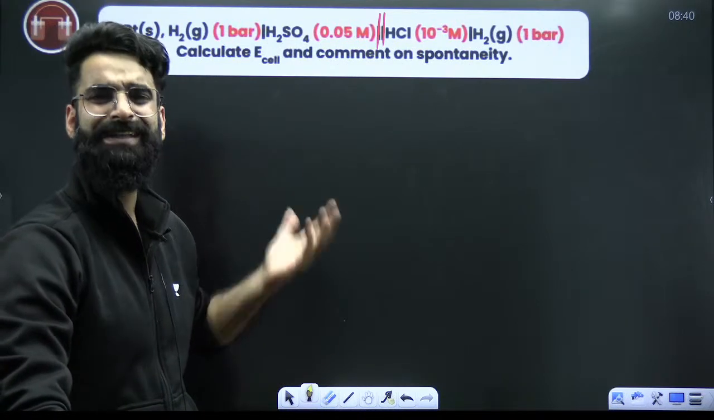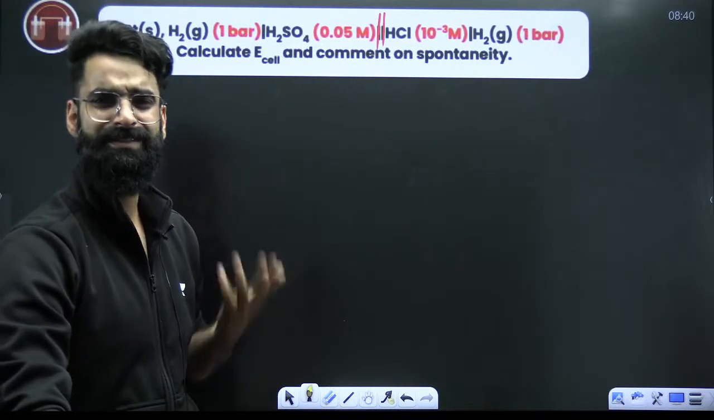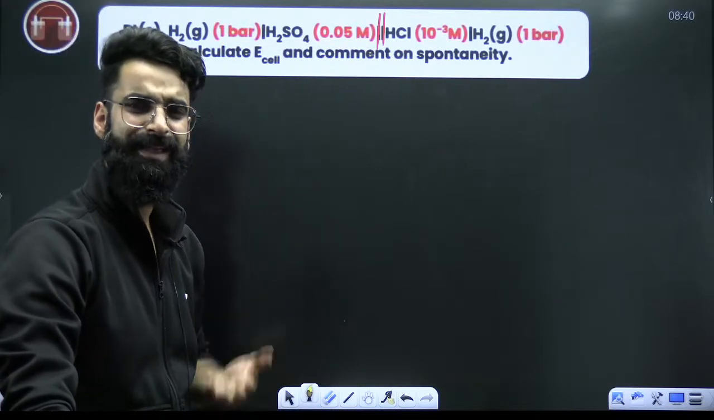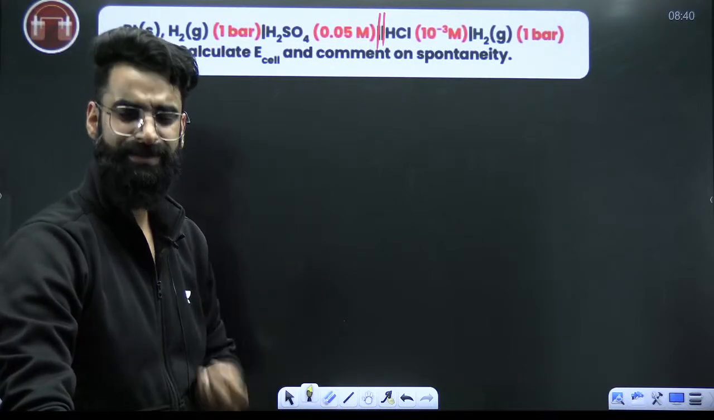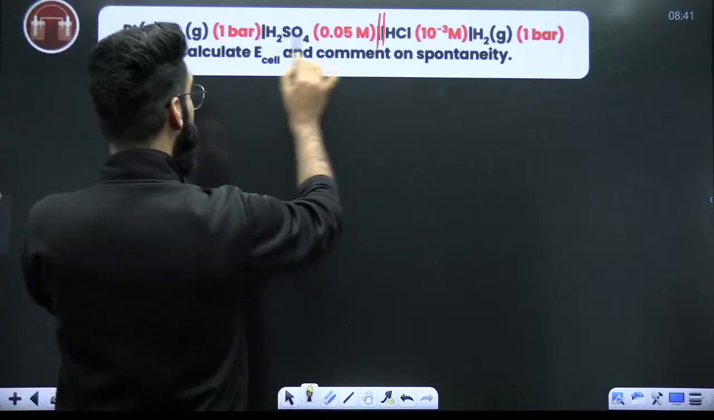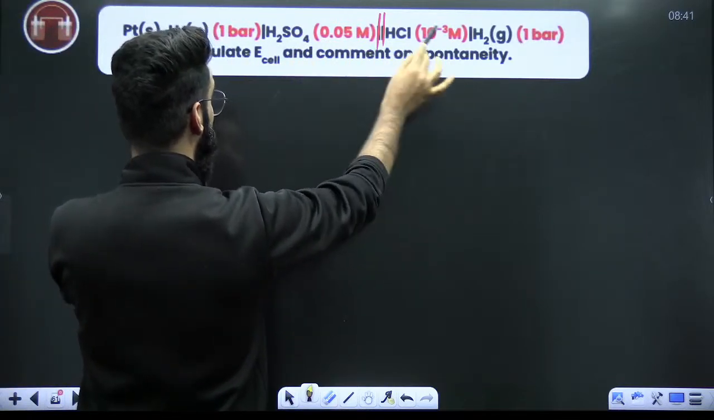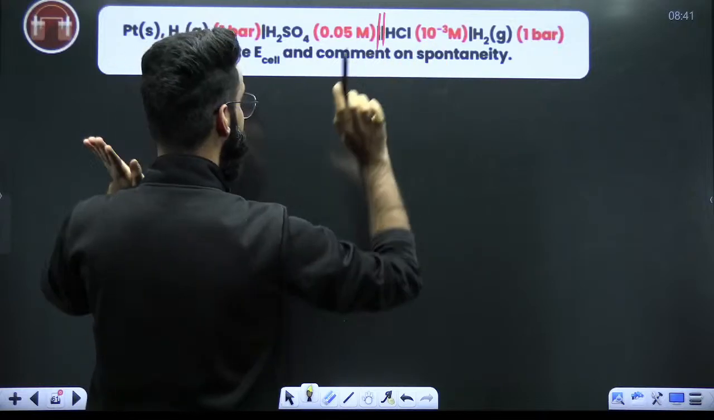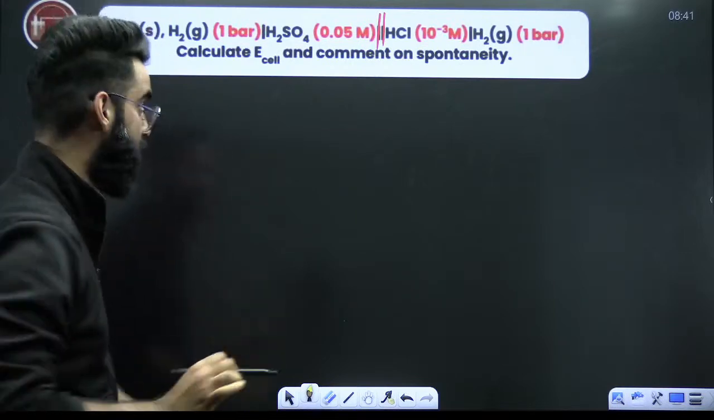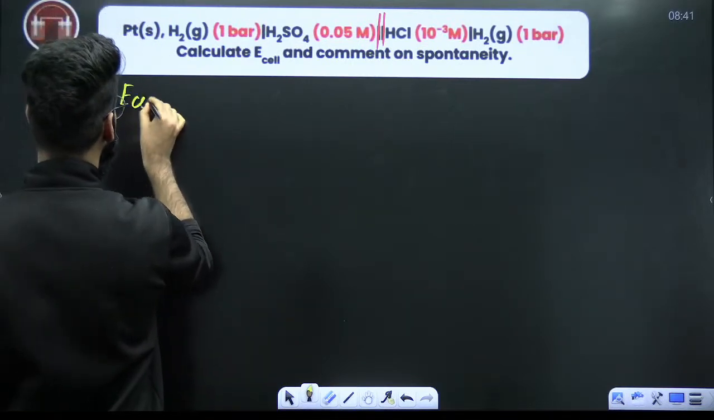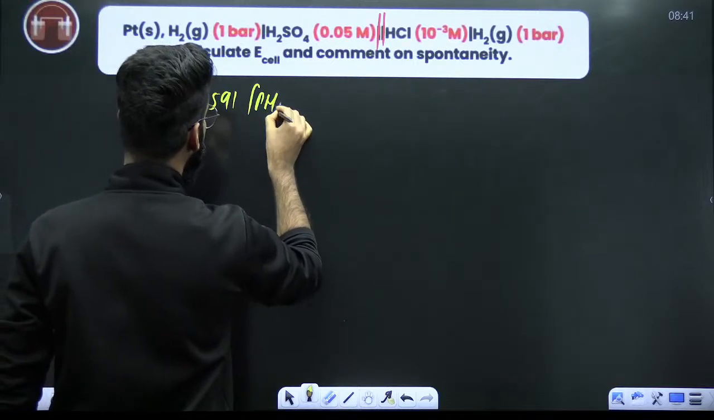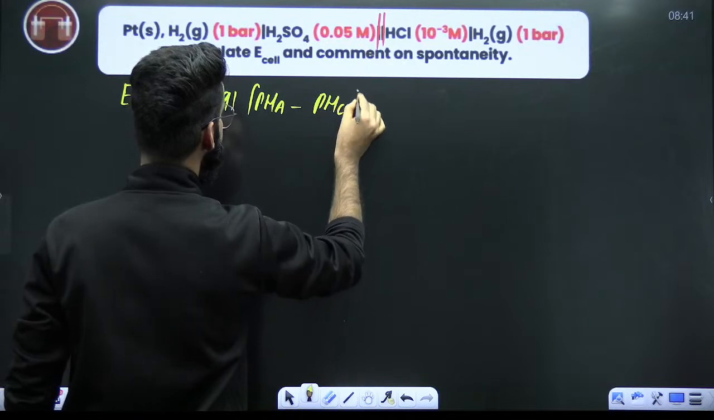So first of all, it's time to get the E cell. If E cell is positive, that means delta G is negative, cell reactions are spontaneous, and this cell will work like a normal galvanic cell. If E cell is negative, delta G is positive, cell reactions are non-spontaneous. You have used the same electrodes, both hydrogen electrodes, in which concentrations are different and partial pressure is the same. So this is again an electrolytic concentration cell involving hydrogen electrodes, right? Its E cell is equal to 0.0591 multiplied by pH of anode minus pH of cathode.